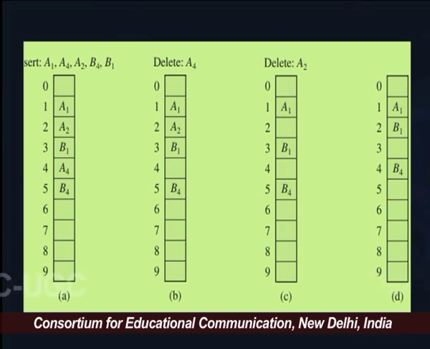Similarly, B4 is going to get slot number 5, which is the next available position after slot number 4, A4. Now, let us say we are deleting A4, as shown in the next hash table, figure B. Now, let us say in the next step we are deleting A2. So, we can delete A2 as well. Now, A1 is remaining, B1 is remaining, and B4 is remaining.